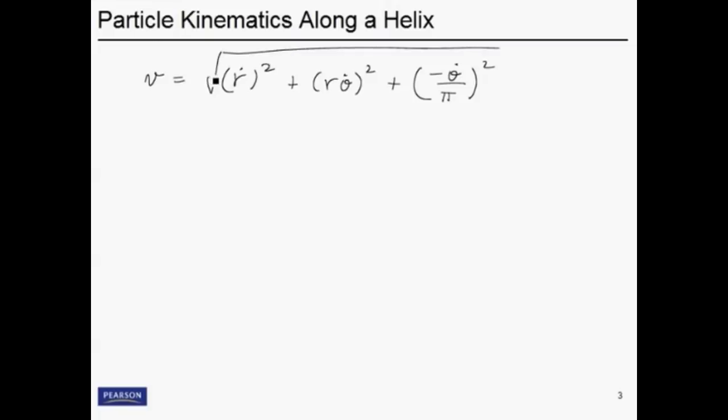Now let me explain where those terms come from. This first one is really the r component of velocity. That's that one right there. This next one is the theta component, the so-called transverse component. That's right there. And then this last one is the z component. So that's the motion along the long axis of the helix. If we were to write a velocity vector, it would include all three of those components. The magnitude of that velocity would then be the square root of the sum of the squares of those components.